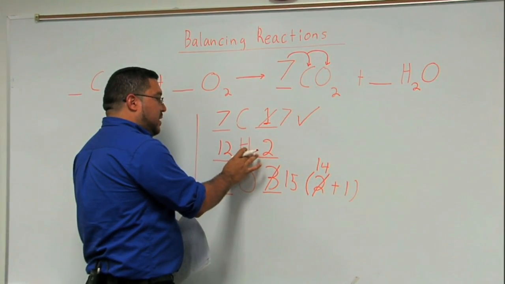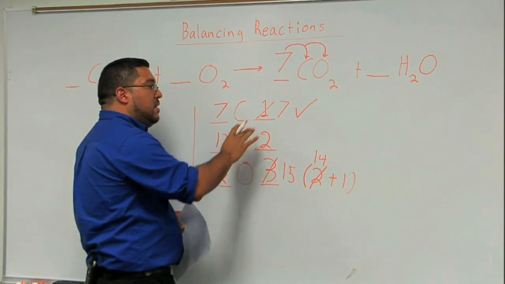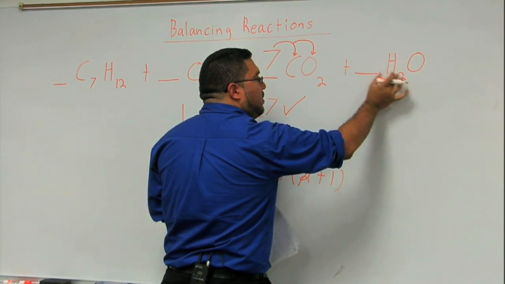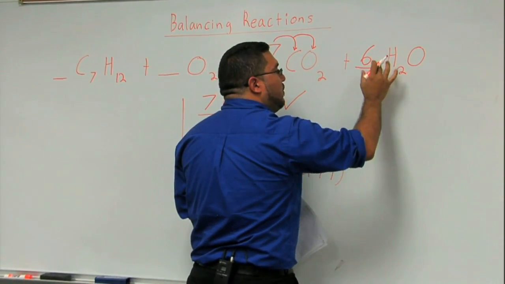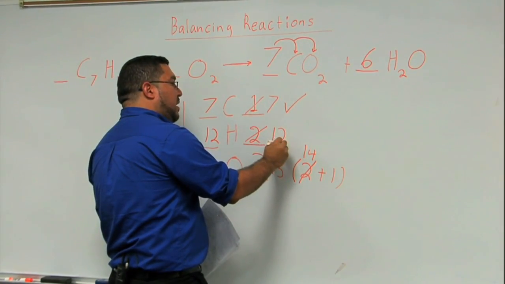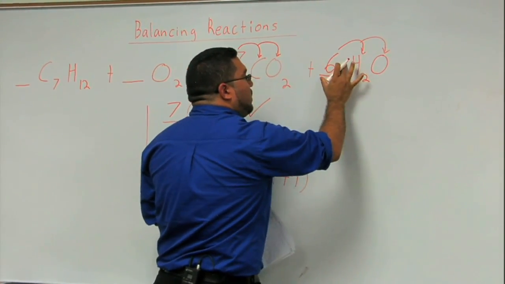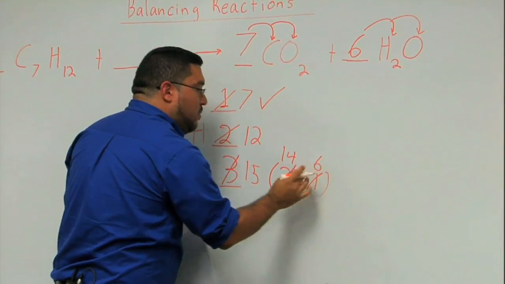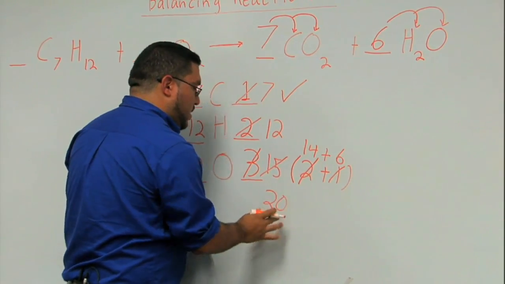Next thing I look at is the fact that I have 12 hydrogens on the left, but I only have 2 on the right. So how am I going to correct that? I go to where hydrogen is in my reaction. I see that I have a subscript of 2. So what number times 2 will give me a total of 12? It must be a coefficient of 6. So if I put 6 times 2, that'll give me 12 hydrogens. The next thing I have to do is make sure I distribute that coefficient. So this 6 times the invisible coefficient of 1 would give me a total of 6 oxygens, plus the 14 from before gives you a brand new total of 20 oxygens.